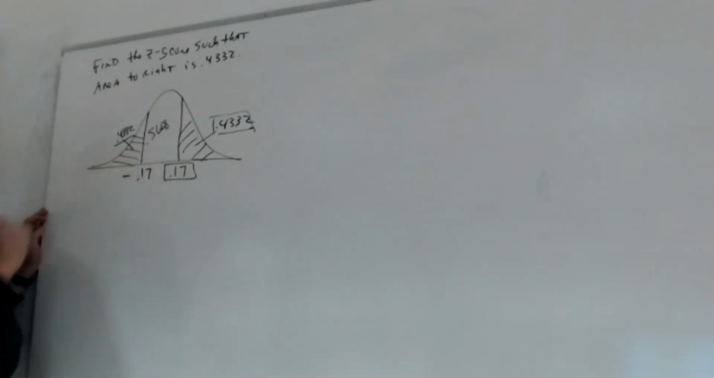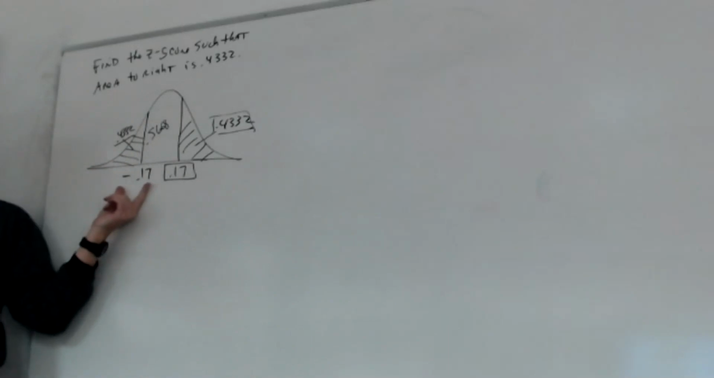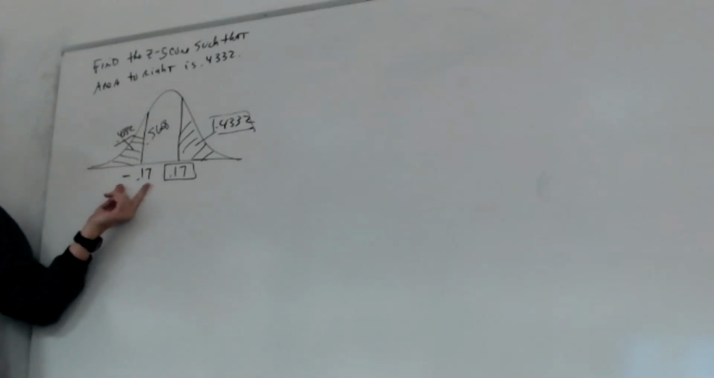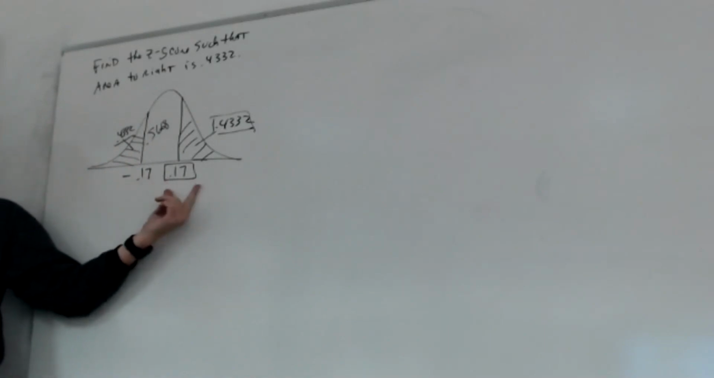So what did you put on the left side? It's negative 0.17. Now, I would have to remember not to use the negative, but because of symmetry, that could help me find the positive value. Does that make sense? And did that answer your question? Yeah. Okay, yes?